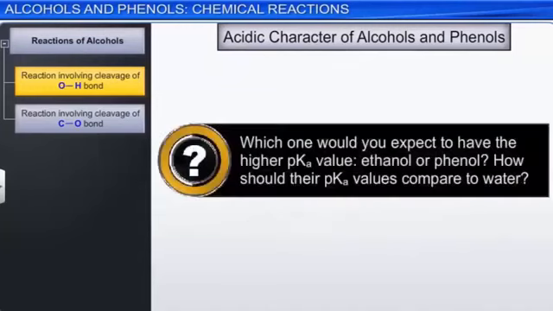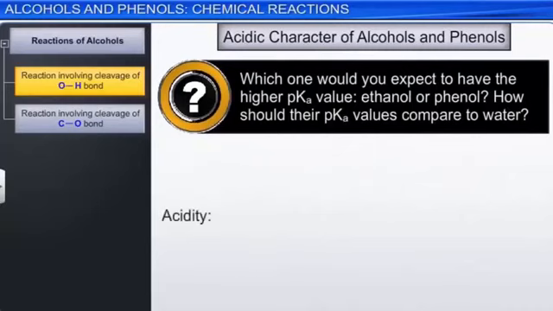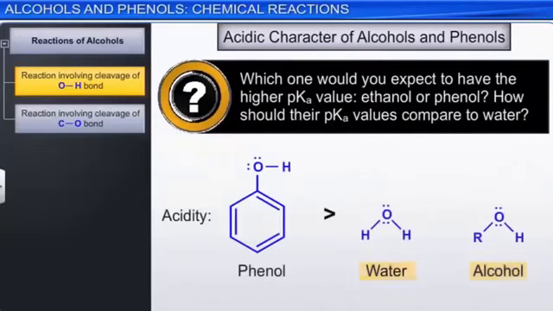Therefore, a higher pKa value corresponds to a weaker acid. Try to reason this problem out on your own. Which one would you expect to have the higher pKa value? Ethanol or phenol? How should their pKa values compare to water? You have learned that phenols are stronger acids than alcohols and water. You also know that water is a stronger acid than ethanol.